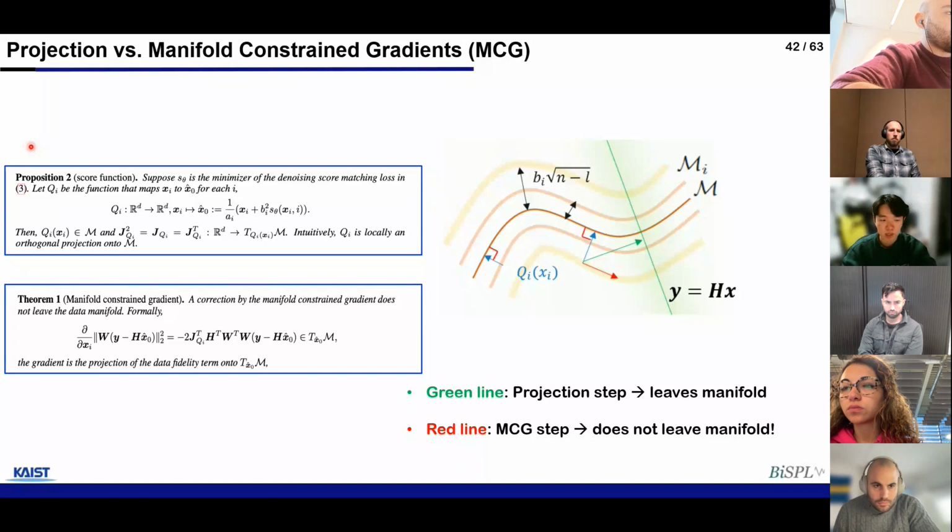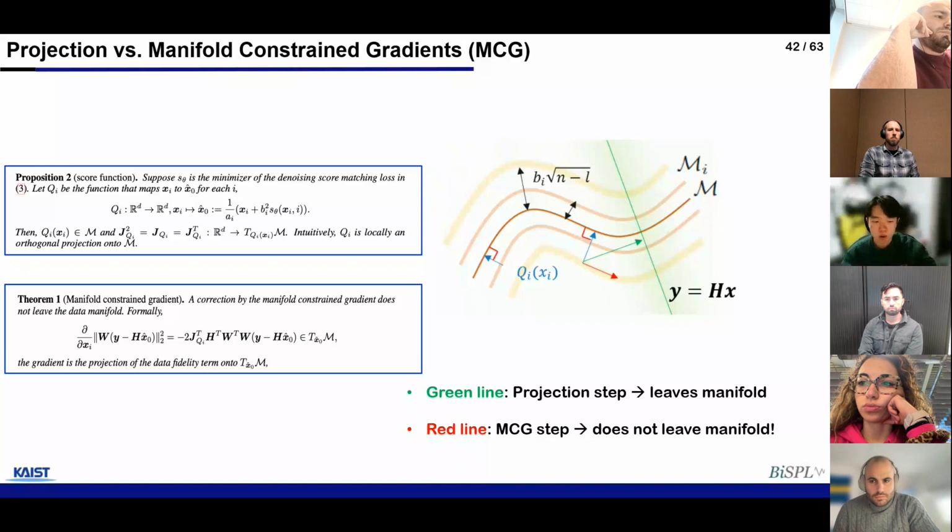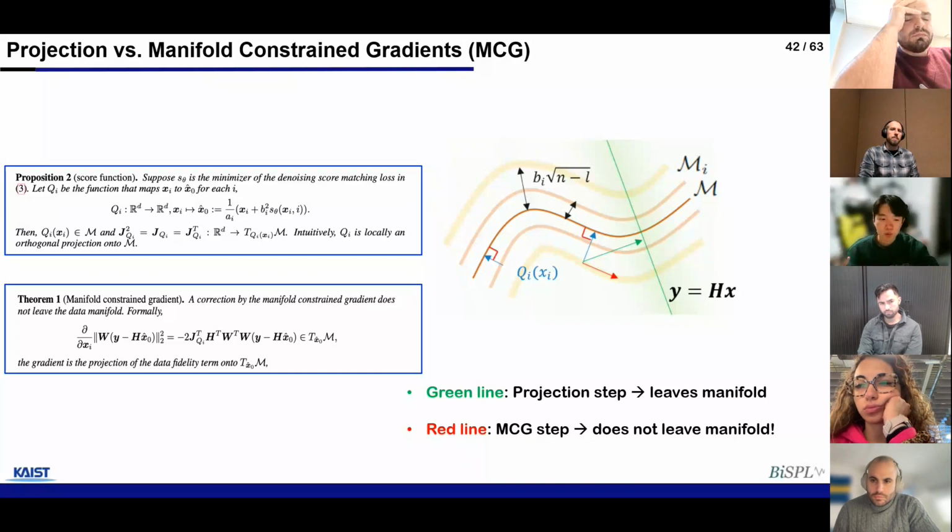And here comes our theorem, which states that the proposed manifold constraint gradient term points to a direction that is tangential to the central data manifold. Therefore, our solution will move closer to y equals Hx every time we apply this MCG step. Another important aspect of this is that MCG lets the sample move on the data manifold, whereas projections move the sample off the data manifold, because projections are hard constraints that try to make y minus Hx equal 0. Note that MCG will not do that. It will move on the data manifold in the direction tangential to the manifold. So falling off the manifold will not happen.